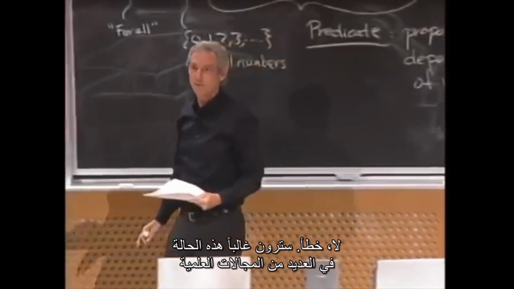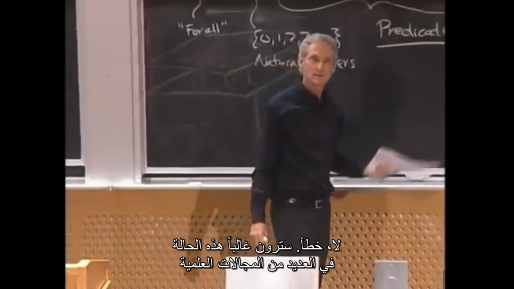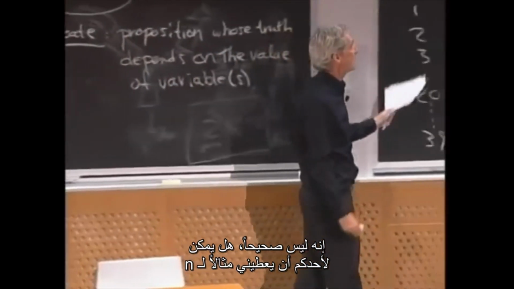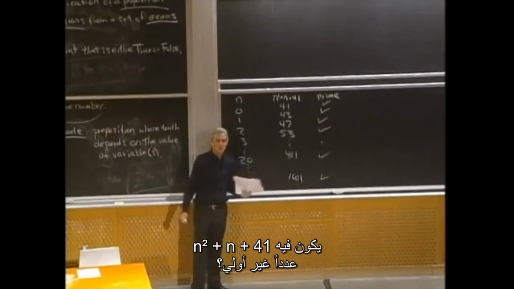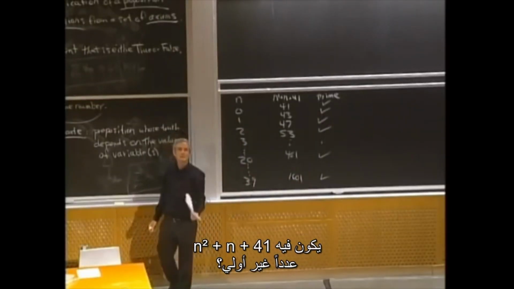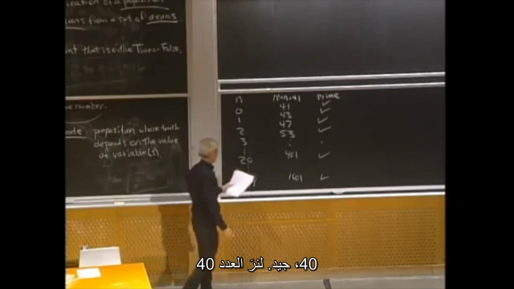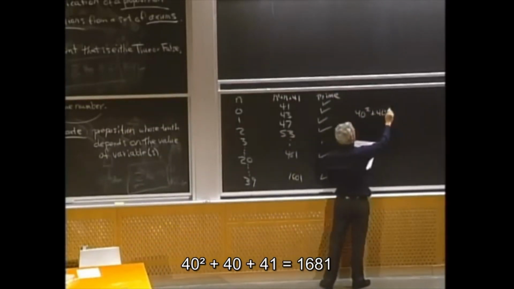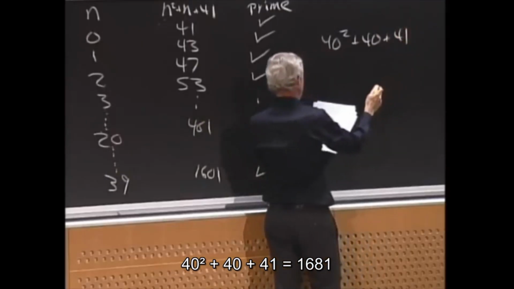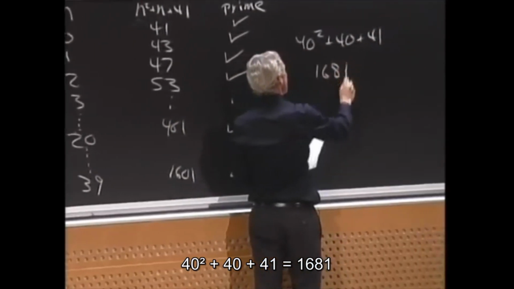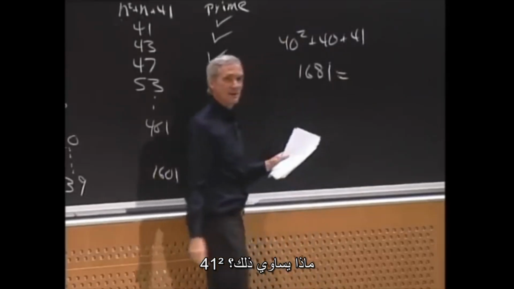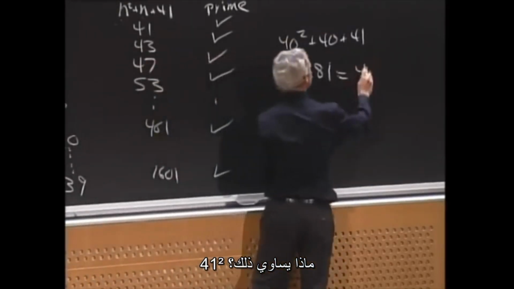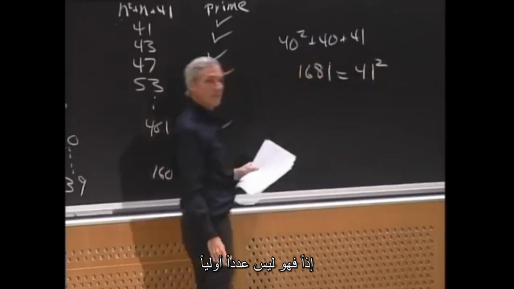No, wrong. Often you'll see this in a lot of scientific fields. It is not true. Can anybody give me an example of n for which n squared plus n plus 41 is not prime? Yeah. 40. Good. Let's see about 40. 40 squared plus 40 plus 41 is 1681. What's that equal? 41 squared. So it is not prime.